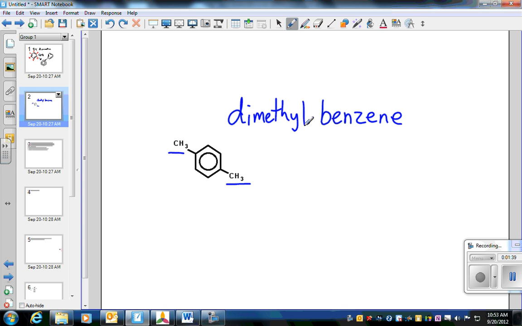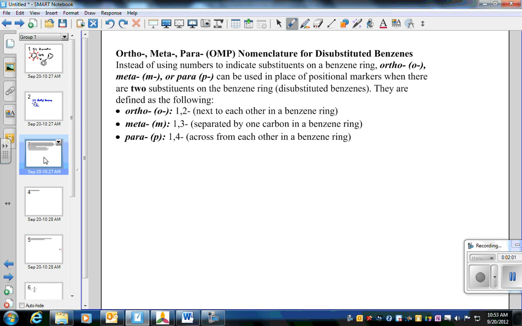benzene. Now, what we're going to do is pick the numbering system which will allow this to have the smallest numbers. Now, in this case, it doesn't really matter because no matter what, you'll start with one of them and work your way around. It doesn't matter if you go this way or the other way around, you're still going to wind up with 1,4-dimethylbenzene.